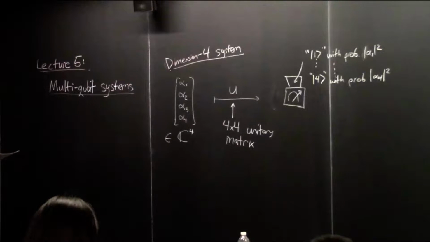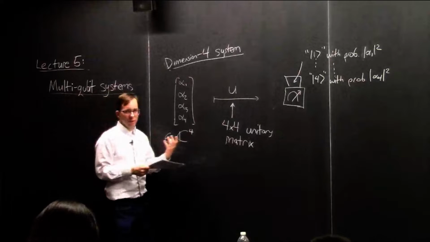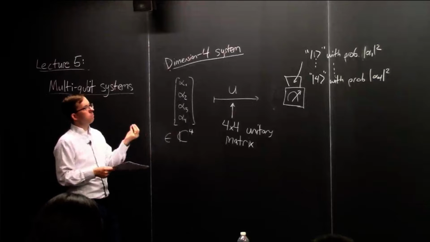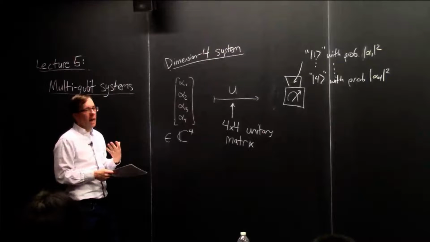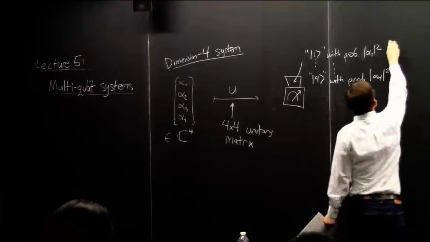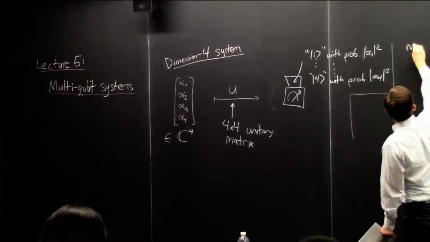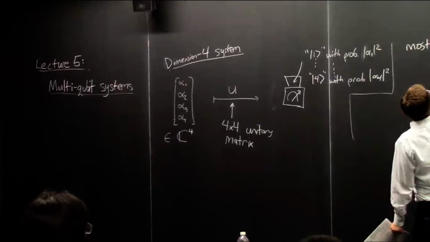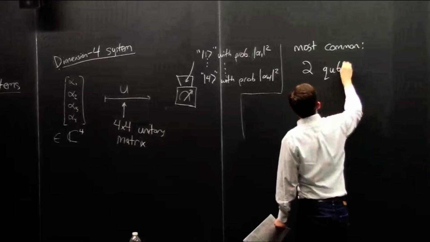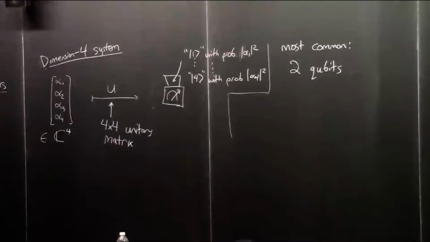That's possible. But by far, the most common way you'll ever have a 4-dimensional or 4-level quantum system is not by having some particle with 4 different spin values, but by having 2 qubits. Qubits are the most common object that we'll study. So the most common way to have a 4-dimensional system is 2 qubits. For example, you might have 2 photons and be considering their polarization.